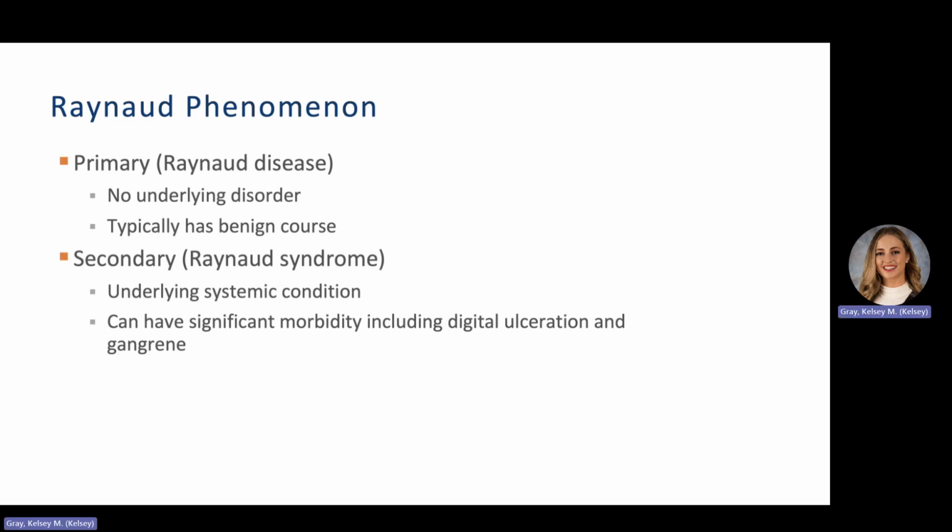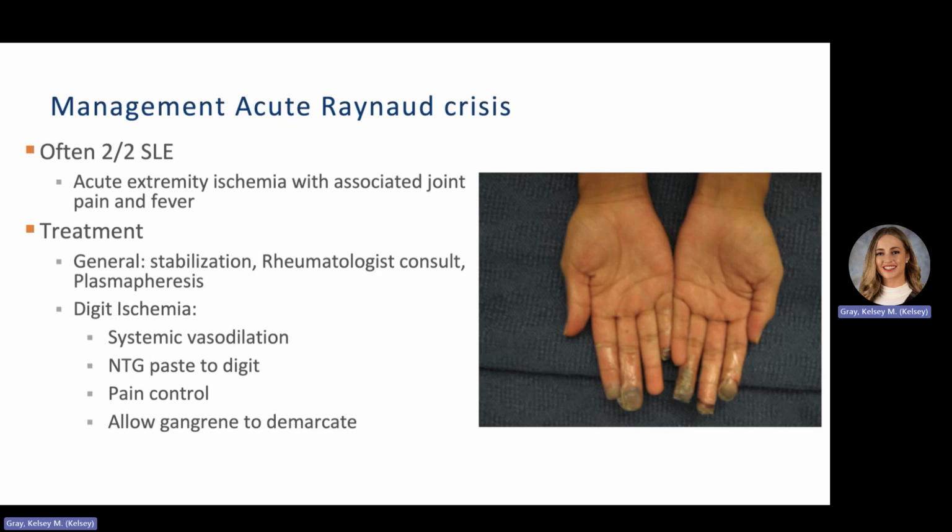These patients need a more extensive laboratory workup, including a CRP, ESR, ANA, rheumatoid factor, as well as a referral to rheumatologists, as there can be significant morbidity, including digital ulceration and gangrene. An acute Raynaud's crisis is often secondary to lupus. There will be acute extremity ischemia with associated joint pain and fever. Treatment would include stabilization of the patient, a rheumatologist consult, and potentially plasmapheresis.